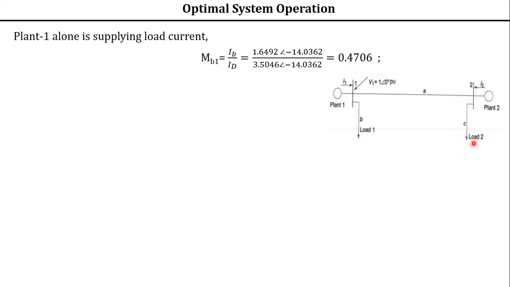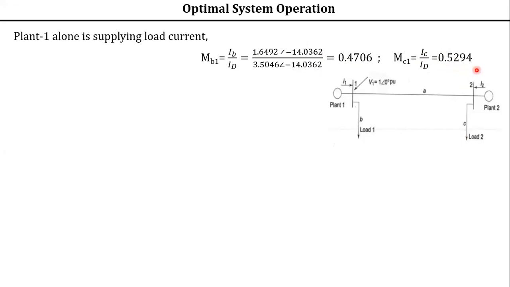Similarly, we have another load. Find the branch which is connected to this load and its current distribution factor, that is MC1. So MC1 is equal to what? Based on the same formula, IC divided by the total load current. IC is the corresponding branch current which has been given in the problem, and the total load current we have just calculated. Substitute IC and ID like how I showed for IB and ID, solve it, and you will get the value of 0.5294.